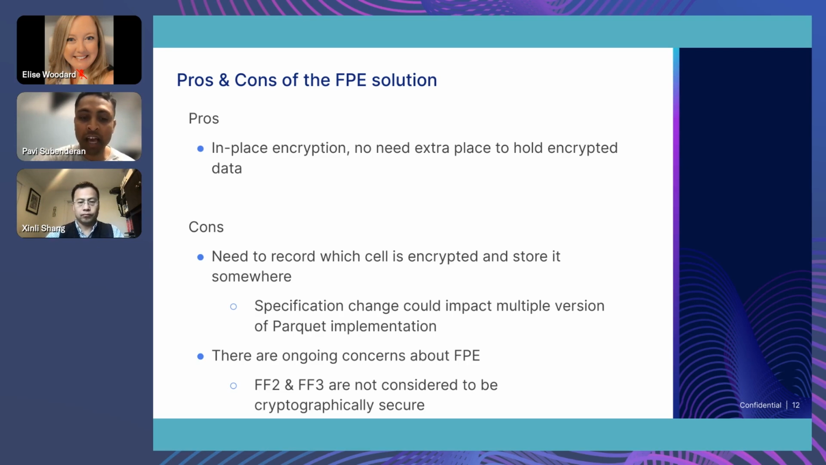One is that we need to have some way to keep track of which cells within the column are encrypted and which are not, because if encrypted cells just look like doubles, we might not be able to tell the difference between the encrypted ones and the original ones. So this needs to be tracked. And this requires a spec change to Parquet, which can impact multiple versions. And so we saw this as a pretty big con. And there were also some ongoing concerns we found with popular FPE algorithms. For example, FF2 and FF3, which are some common ones, are not considered cryptographically secure.